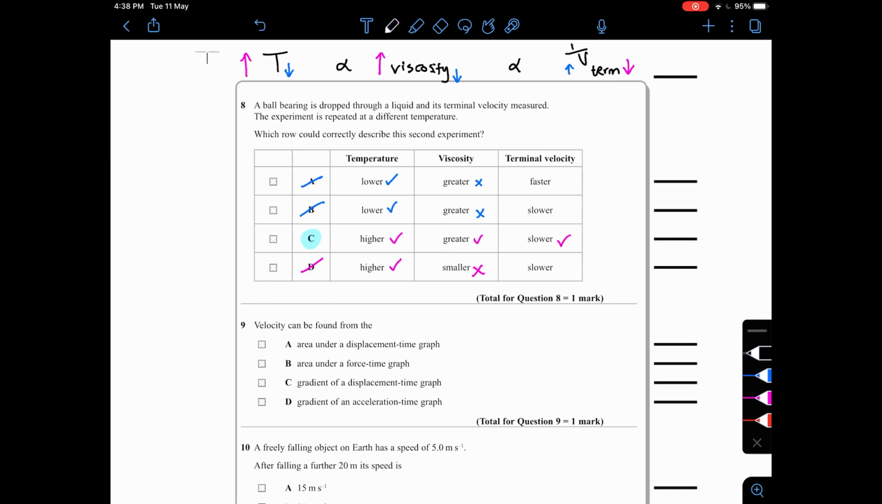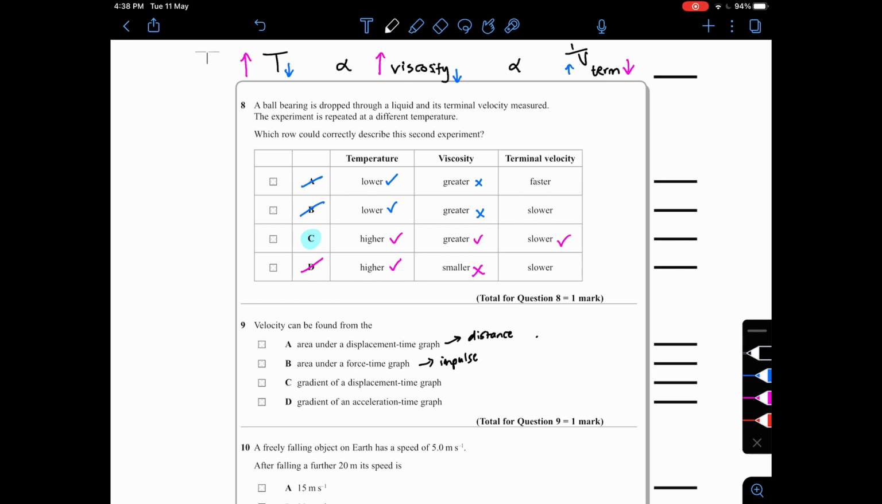Question number 9. Velocity can be found from the following. It says area under the displacement time graph. That's not the answer, because this is actually the distance, or the displacement. Area under a force time graph. No, this is referring to impulse, which is not what the question is asking. The gradient of a displacement time graph. Now that sounds like it would be the answer.